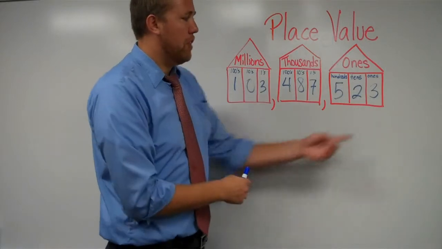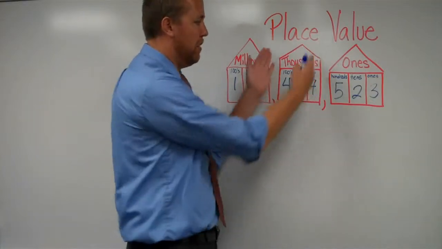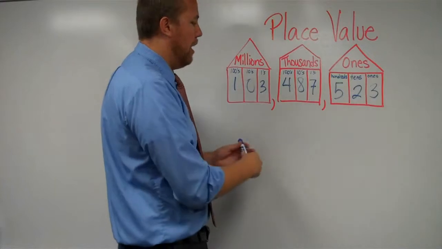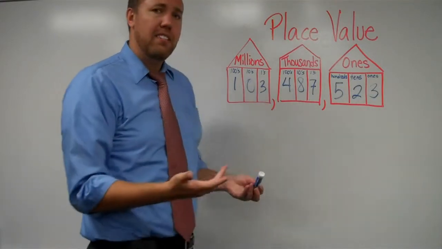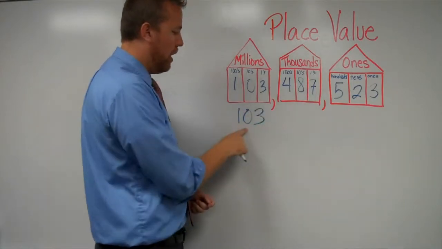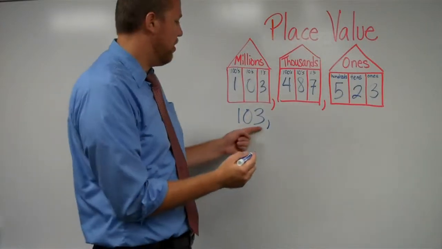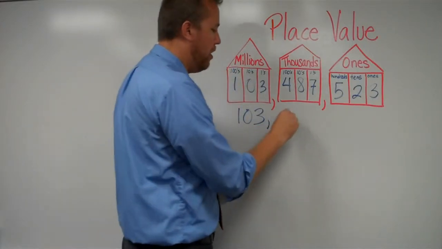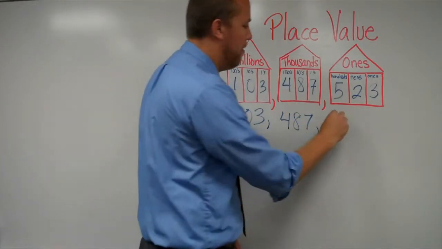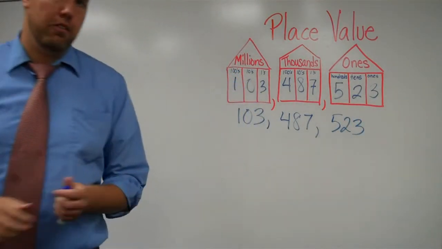Then the last thing to remember is these houses are separated by commas. Okay? So this house is actually called a period. It's separated by commas. I won't bother you with that. But we separate it by commas. Then the last thing when we read a number, say 103, every time we reach a comma is when we say the house. 103,487,523. And that is place value.